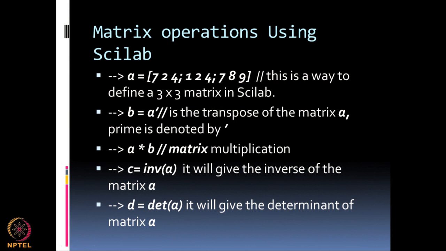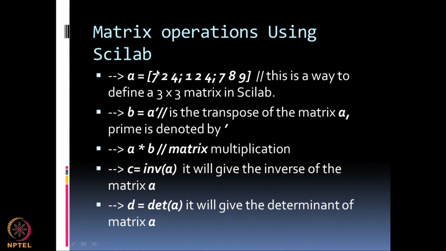Scilab is especially good for doing all the matrix operations. In Fortran, remember you have to give lots of do loops to read matrices. In Scilab there is no such requirement, because it assumes that every variable is a matrix unless you state it otherwise. Now, suppose I want to read a 3 by 3 matrix. Scilab makes it very easy.